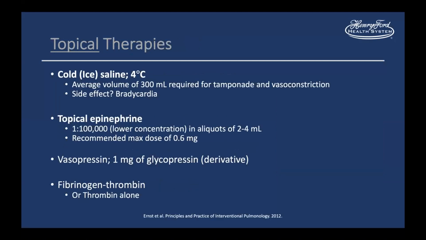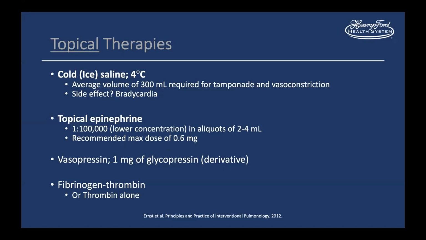Topical therapies for controlling bleeding. The two most common would be ice-cold saline and topical epinephrine. These are more commonly used in the setting of endobronchial disease, especially topical epinephrine. You can use cold saline for peripheral lesions that are bleeding, but you have to use a lot of volume. The average volume you would have to use is up to 300 milliliters in order to tamponade peripherally and cause vasoconstriction. A side effect of cold saline is bradycardia.